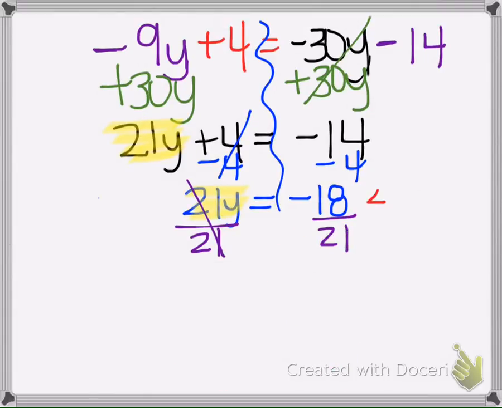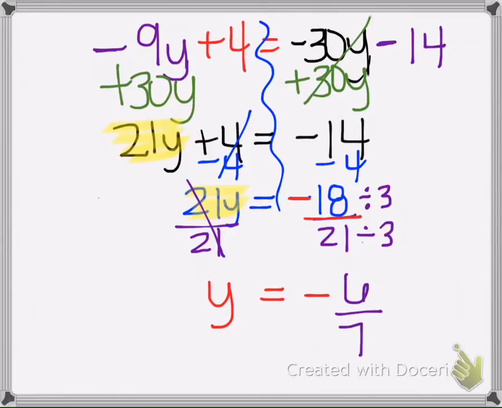So here we have a negative divided by a positive, which is a negative. And then 21 can't divide into 18 evenly, so we're going to go ahead and ask ourselves what can divide into 18 and 21. So 3. So we'd have negative 6/7.